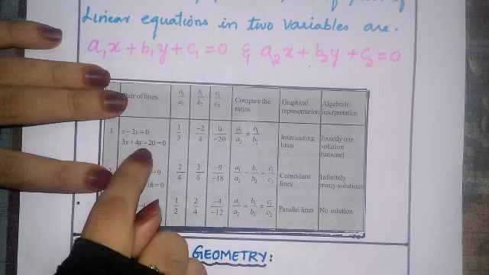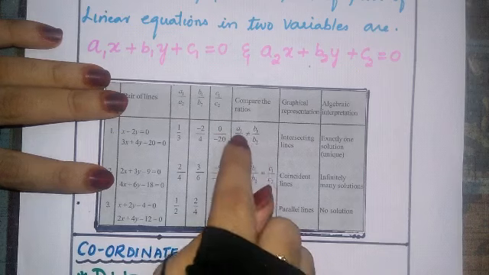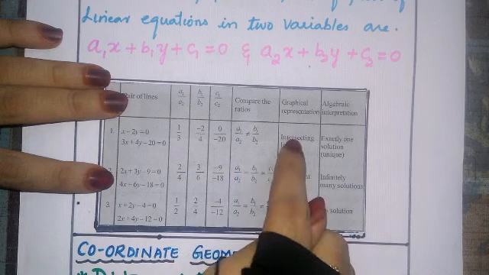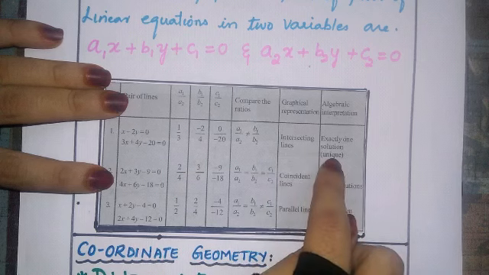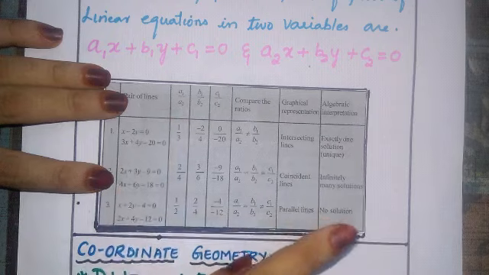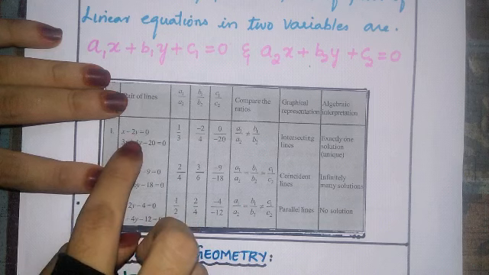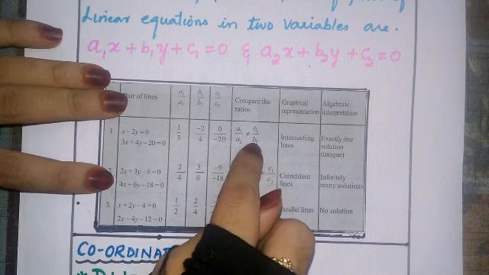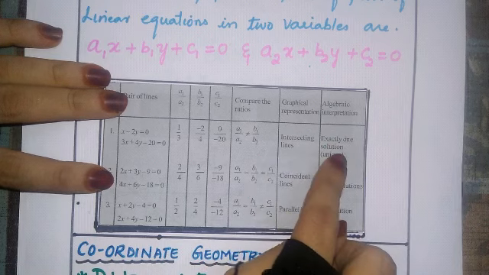If the question is like this, for example, a1 upon a2 is not equal to b1 upon b2, then these two lines are called intersecting lines, and it has a unique solution. Unique solution is nothing but only one solution. This is very important. When they give the equations, check which line it is. You should check a1 upon a2 is not equal to b1 upon b2, then the line is intersecting line and it has a unique solution.